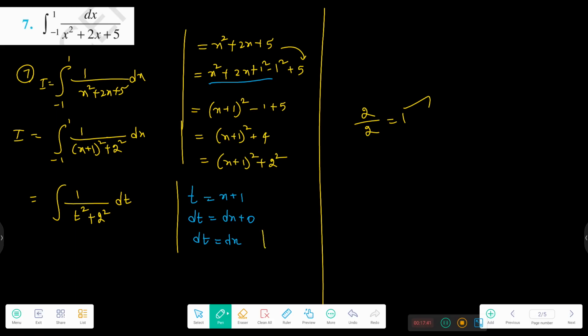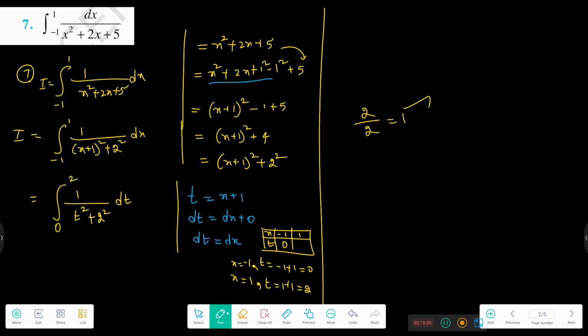And what about the limits? The limits they give are minus 1 to plus 1. If x is equal to minus 1, we have to substitute here: t is equal to minus 1 plus 1, equal to 0. So the lower limit is 0. And for the upper limit, x is equal to plus 1, then t equals 1 plus 1, which is equal to 2. So the upper limit is 2.